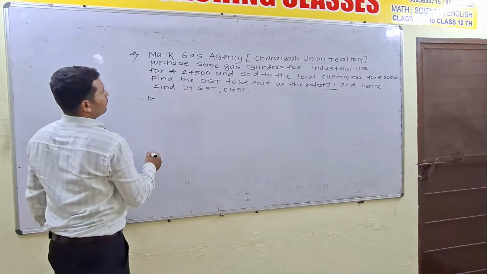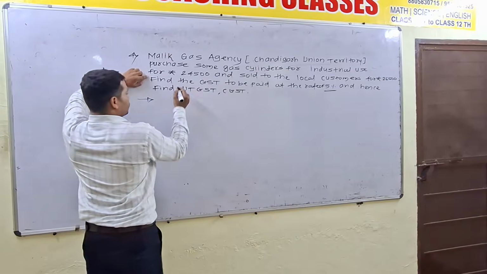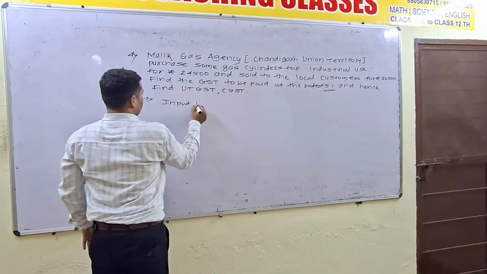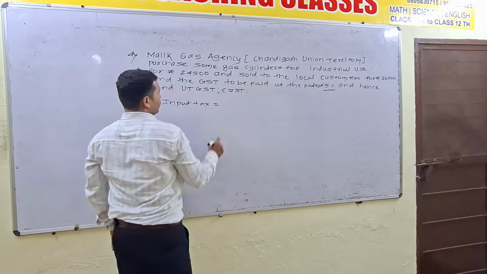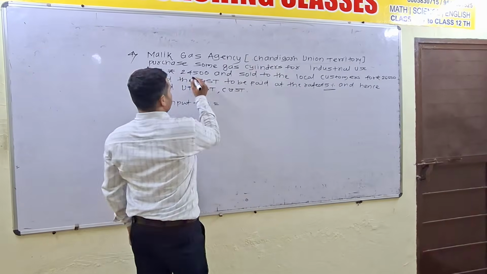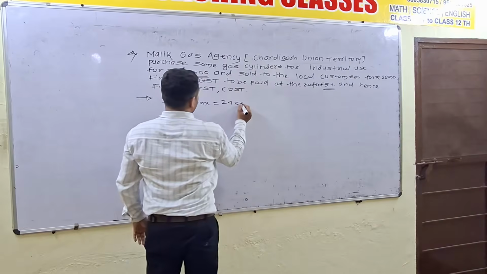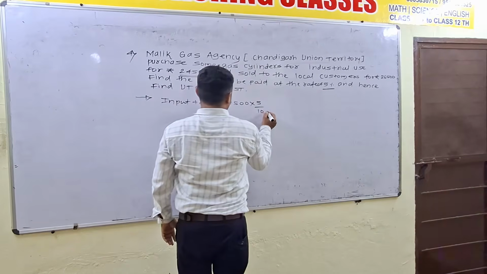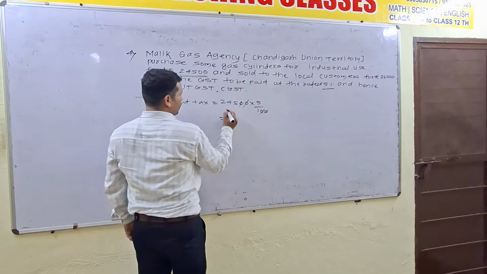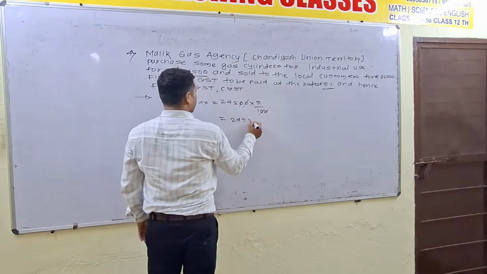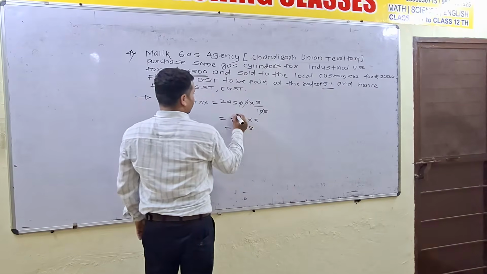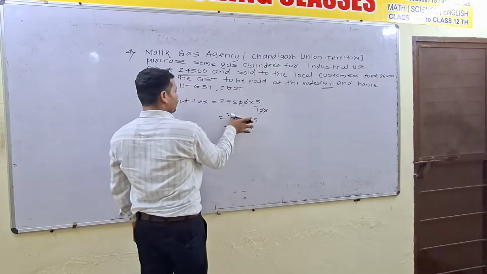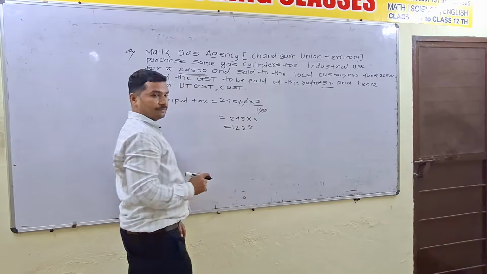We must write down here again. First, input tax, input tax credit. What is the price of the cylinder? 24,500 multiplied by 5 upon 100, and the rate of GST is 5%. The zeros cancel. We multiply 245 by 5: 5 times 5 is 25, carry 2; 5 times 4 is 20 plus 2, 22, carry 2; 5 times 2 is 10 plus 2, 12. So the input tax credit is 1225.